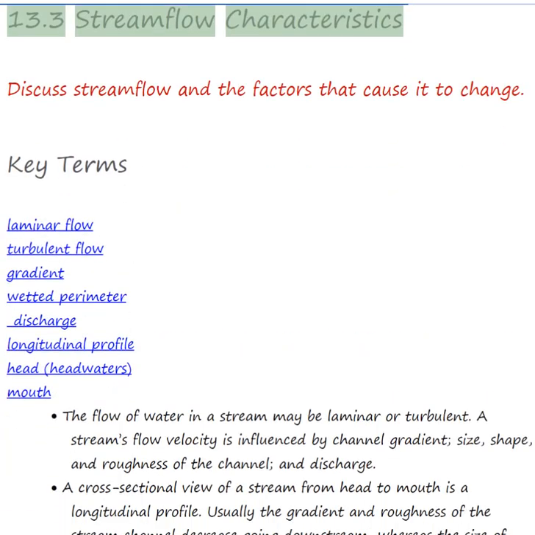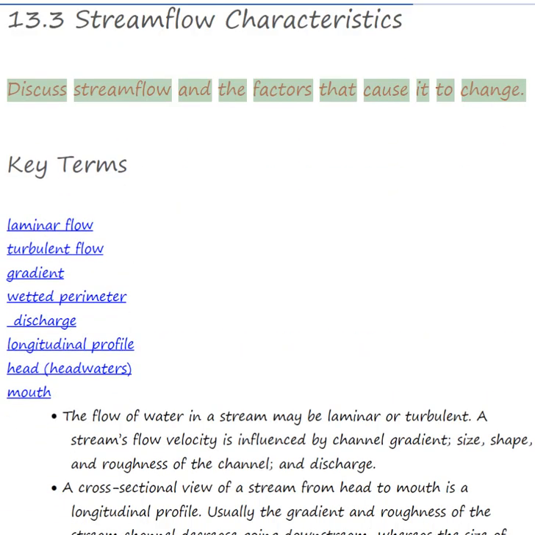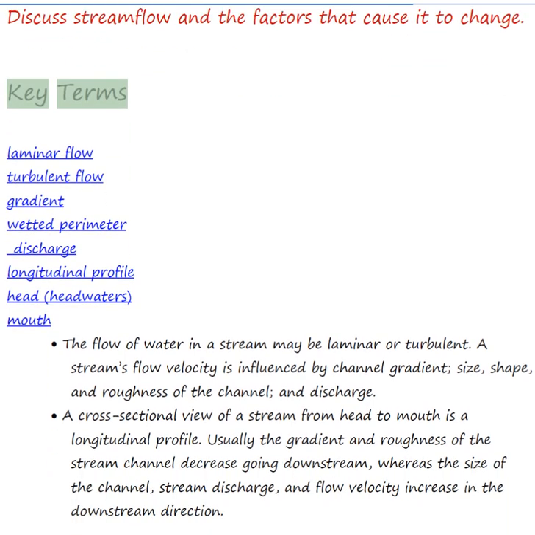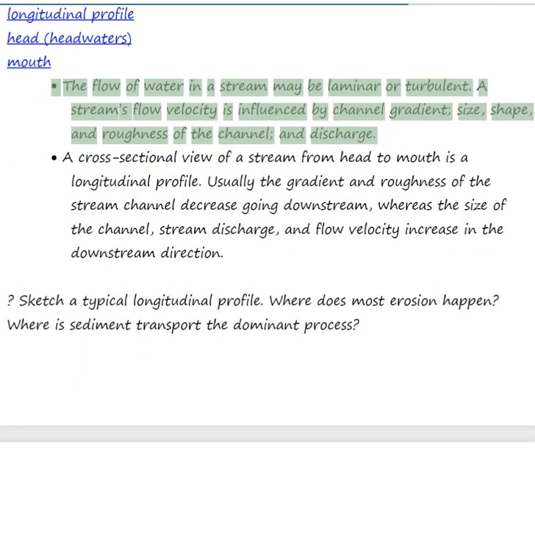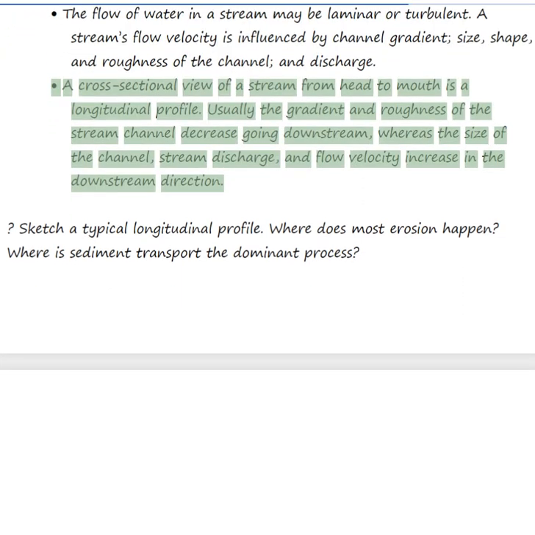13.3 Streamflow characteristics. Discuss streamflow and the factors that cause it to change. Key terms. Laminar flow, turbulent flow, gradient, wetted perimeter, discharge, longitudinal profile, head, mouth. The flow of water in a stream may be laminar or turbulent. A stream's flow velocity is influenced by channel gradient, size, shape, and roughness of the channel, and discharge. A cross-sectional view of a stream from head to mouth is a longitudinal profile.